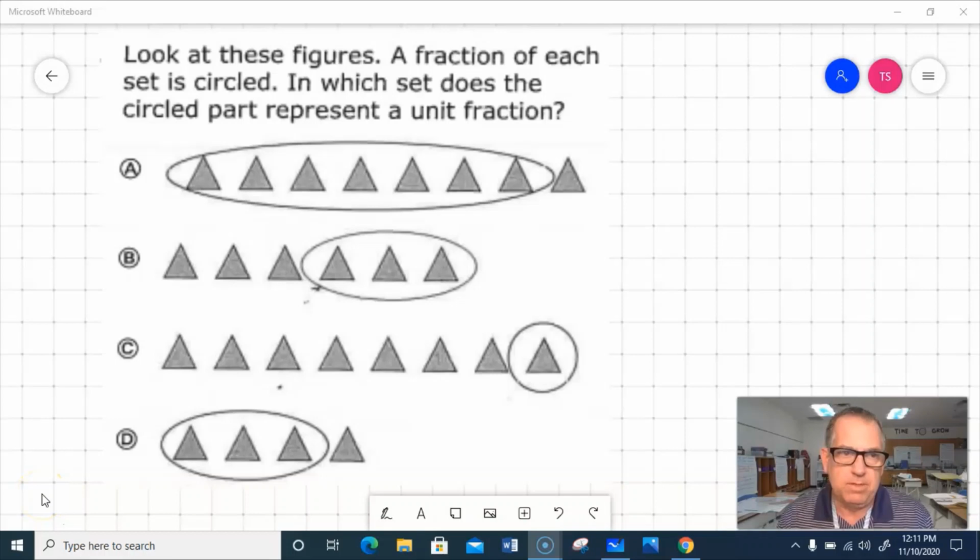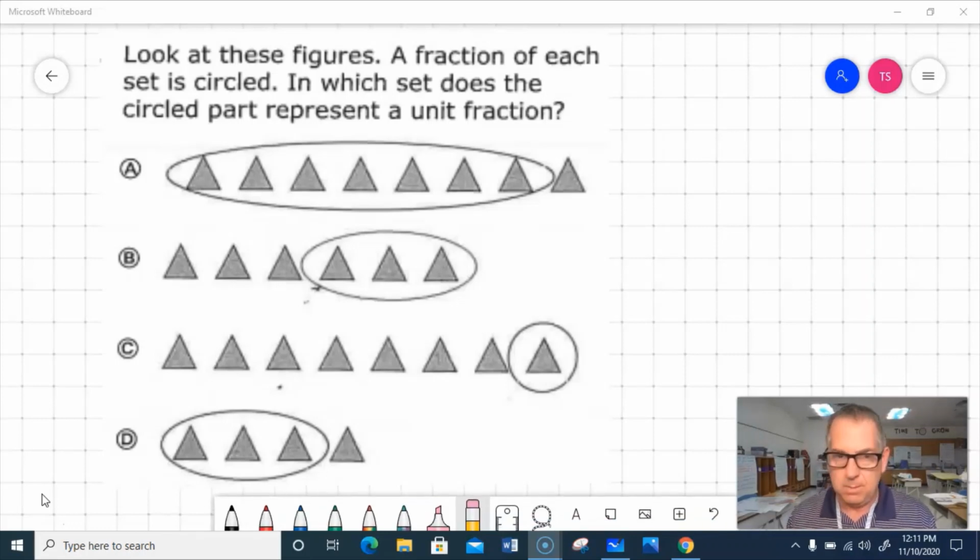Okay, we're going to talk about this guided practice problem. It says, look at these figures. A fraction of each set is circled. In which set does the circled part represent a unit fraction? The important part of this is we need to figure out which one of these is a unit fraction. So I'm going to circle that. We're trying to figure out which one is a unit fraction.